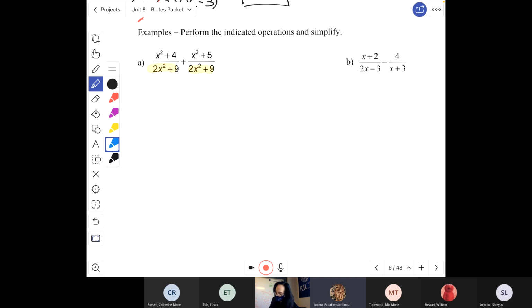So I'm just going to go ahead and, again, on the test, pay attention to the operation. If this was multiplication versus division versus addition, or for that matter, subtraction, I would begin the problem different ways. So in this case, I have x squared plus 4 plus x squared plus 5 all over my common denominator, 2x squared plus 9. Go ahead, let's combine like terms. And what am I going to get?